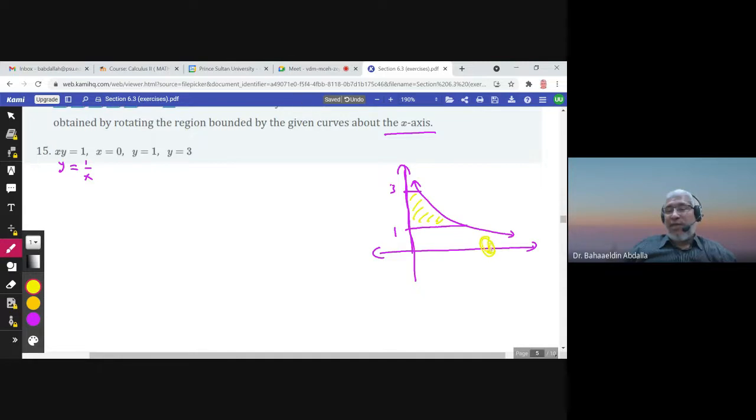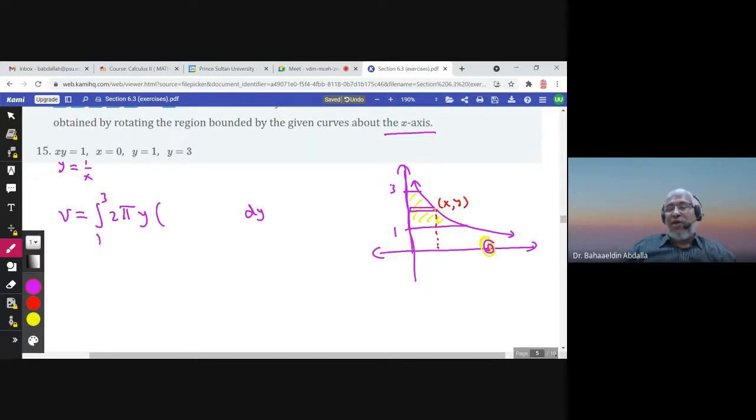About the x-axis. So we choose a horizontal rectangle. And the width of the rectangle is delta y. So the integral is with respect to y from 1 to 3, 2 pi. Now the radius, which is the distance from the rectangle to the x-axis, is y, because this point has coordinates x and y, so this distance is y. So the radius is y, times the length of the rectangle. Well, the length of the rectangle is this curve minus this curve, which is 0.